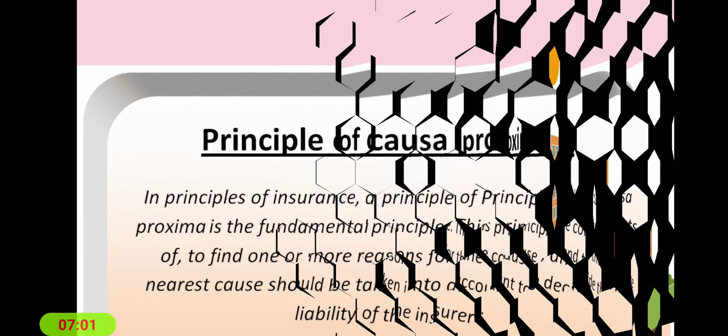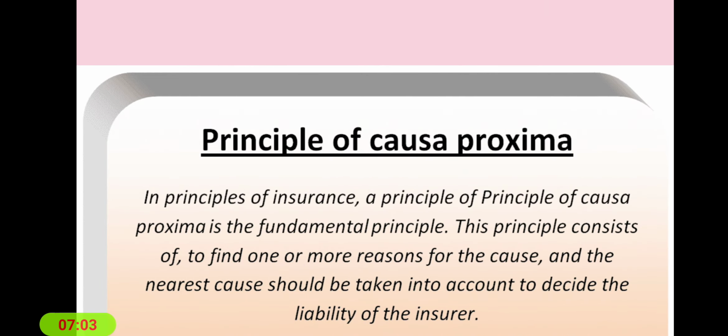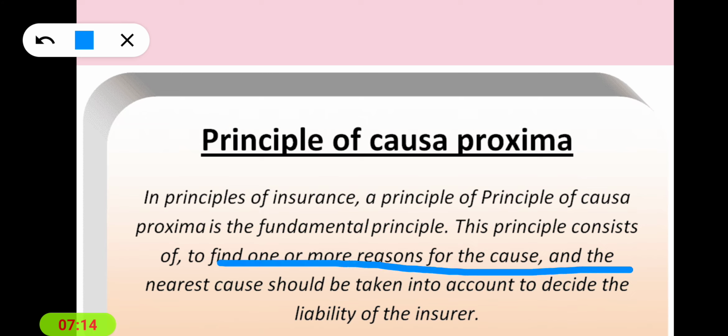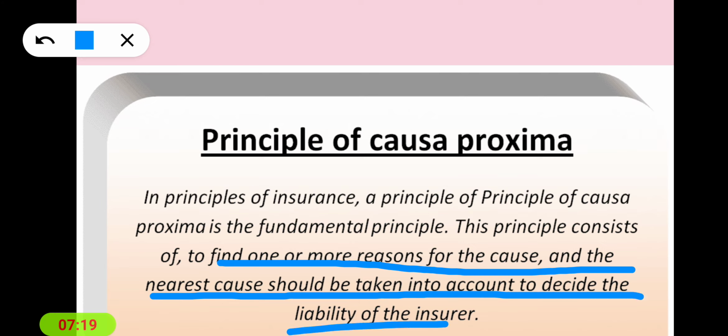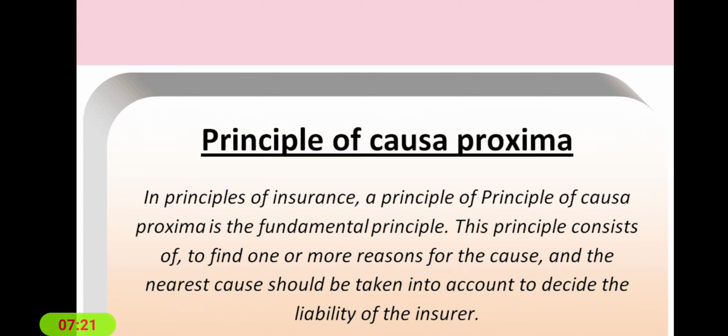So, in the principles of insurance, the principle of causa proxima is a fundamental principle. This principle consists of finding one or more reasons for the cause, and the nearest cause should be taken into account to decide the liability of the insurer. According to this principle, the cause or reason for the loss must be related to the subject matter of the insurance contract. If the loss is due to some other cause, then the insurer can deny paying the compensation.